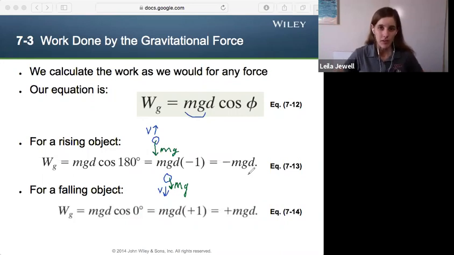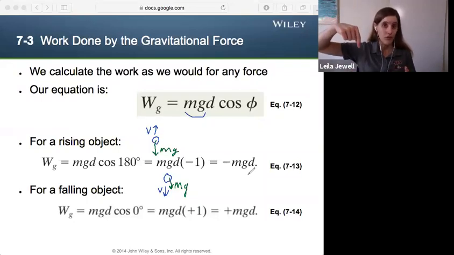What does this mean? Well, think about if an object is rising in the air, then it is losing kinetic energy, right? So the work done by gravity is removing energy, transferring it from the object. As the object starts to fall, it moves faster and faster, it gains kinetic energy. And so now the work done by gravity is actually transferring energy to the object. And that's why the work done is positive versus negative. So the signs here really do matter.